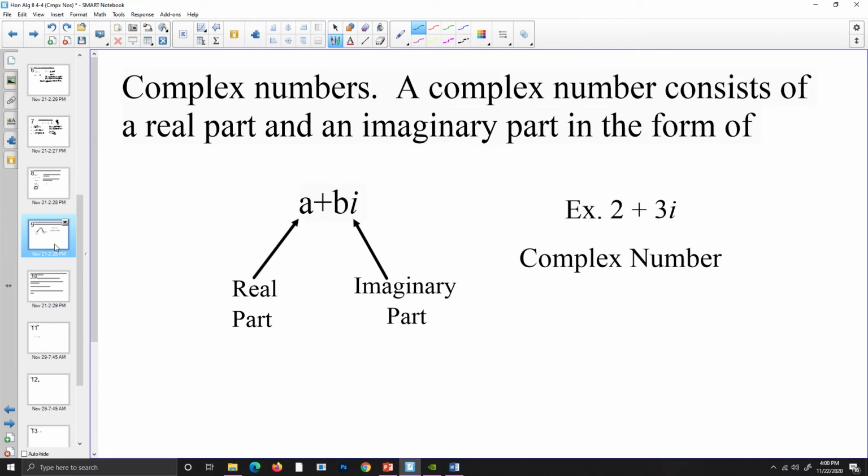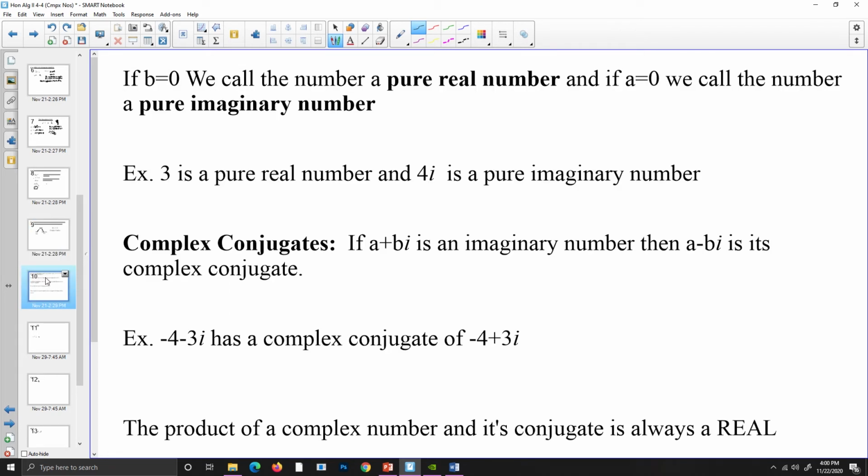Complex numbers. A complex number consists of a real part and an imaginary part in the form a plus bi, where the a is the real part and the bi is the imaginary part. An example of a complex number is 2 plus 3i. If b is equal to 0, then we call the number a pure real number. If a is equal to 0, we call the number a pure imaginary number. For example, just 3 by itself is a pure real number, and 4i is a pure imaginary number.